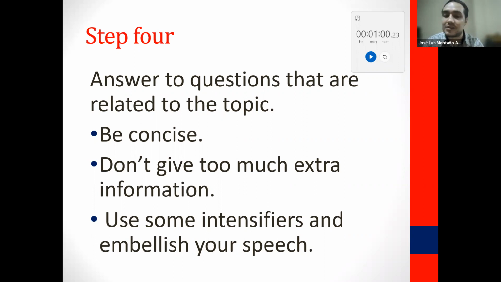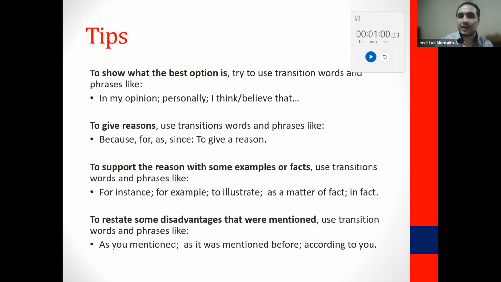And use some intensifiers and embellish your speech. Make it interesting, make it powerful, in the sense that you say interesting things with words that remark what you want to say, that highlight that meaning. Something very well done, embellished with interesting words that you know how to use. And that's it. These are some tips, but the tips are summarized here.